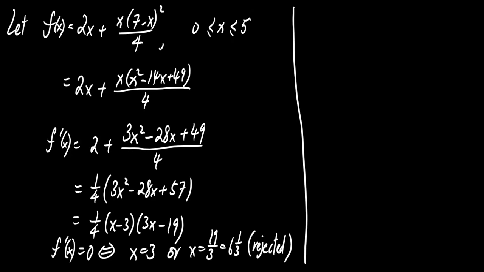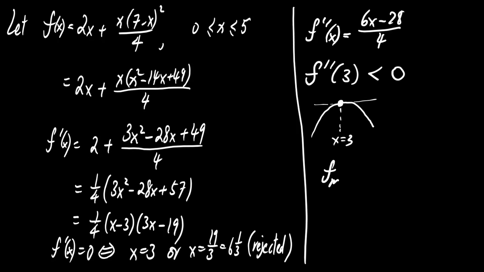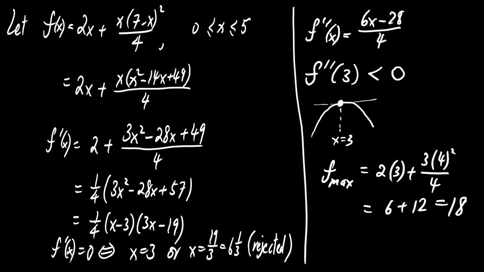As usual, we need to check what happens for f double prime x. So f double prime x is (6x minus 28) over 4, meaning that the maximum of f occurs when x equals 3. That is 2 times 3 plus 3 times (7 minus 3) squared over 4, so that is 6 plus 12, which is 18. With this, the function has a maximum of 18, which occurs when x equals 3.